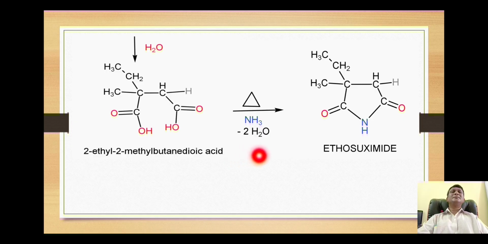You can say that the two hydrogens from ammonia and two hydroxyl groups will make up the two water molecules which will be released from here, and NH will get attached on this carbon and this carbon to give us this cyclic product, which is nothing but our title compound ethosuximide.